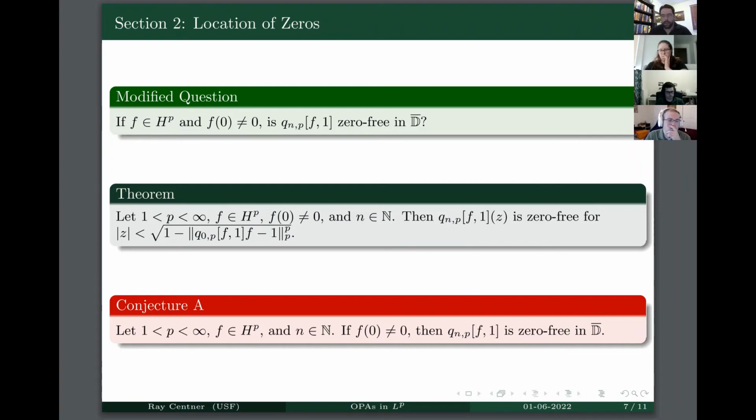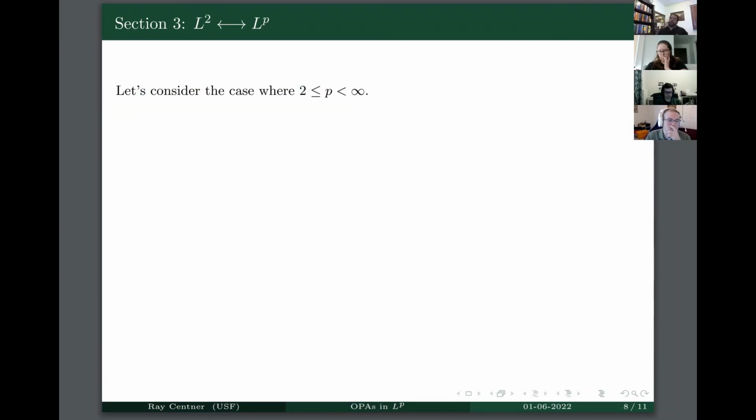Like I briefly mentioned, what makes this conjecture more difficult is that we don't have the tools of the Hilbert space setting at hand. However, if you restrict the value of p, in turn, you can use the Hilbert space setting to your advantage. So that's what I want to talk about in the third section. What happens if we restrict p to be greater than or equal to 2?